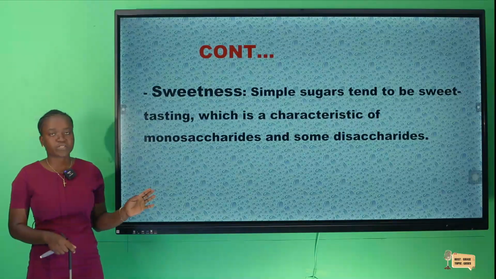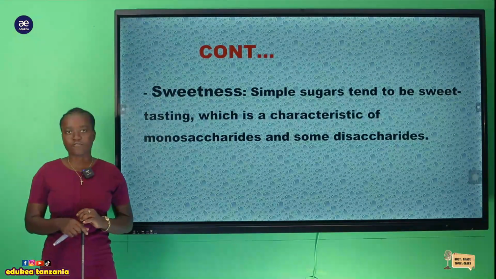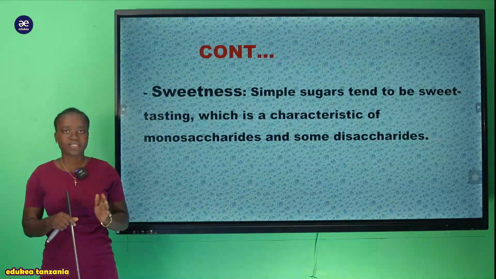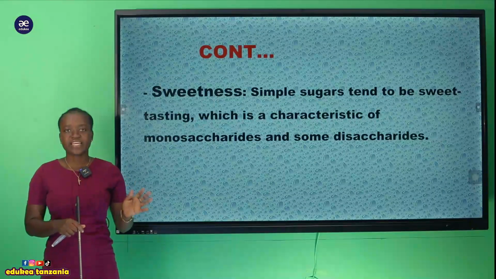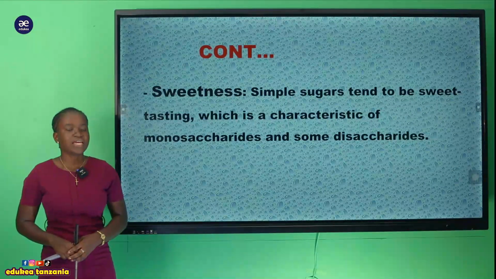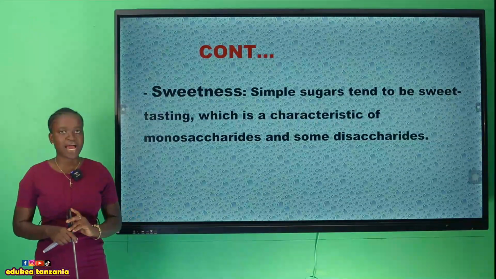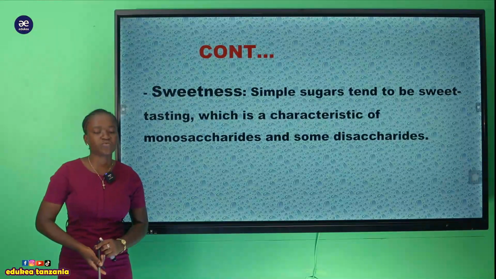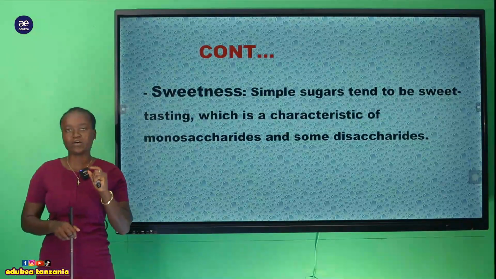Students, let's proceed to look at other properties of carbohydrate. Reminding you, in the previous part we ended by looking at the first property of carbohydrate, and that is the solubility nature found within carbohydrate. And we also have another property of carbohydrate, and this is sweetness. This sweetness is one of the characteristics or properties of carbohydrate.